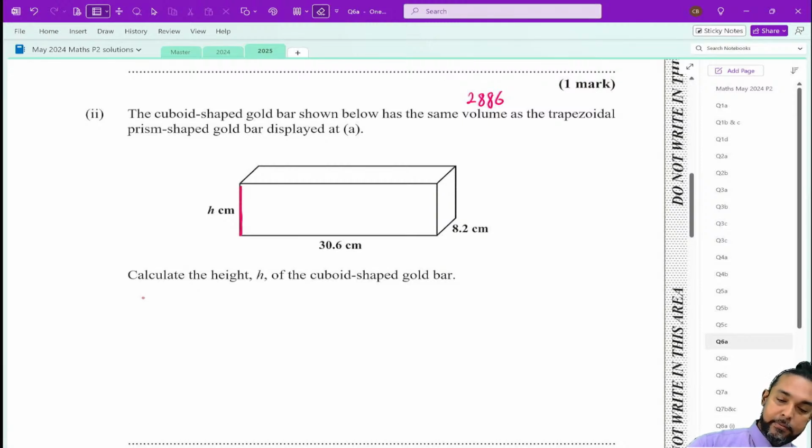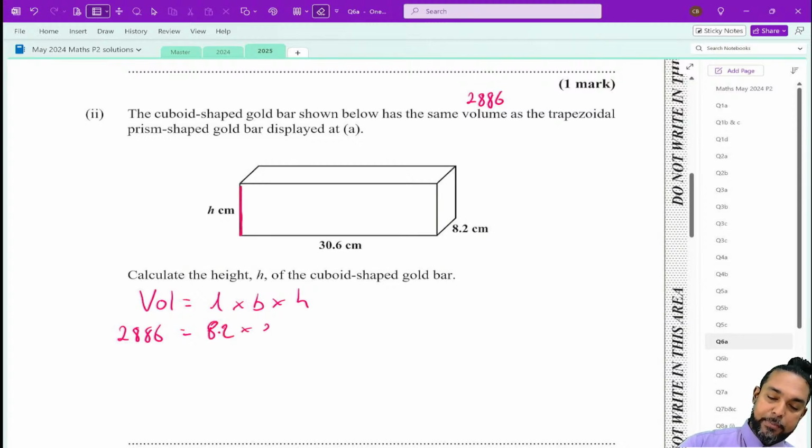Correct. So volume, like I correctly said, is length by breadth by height. The volume is 2886. The length, well, we could say 8.2. It wouldn't matter because we're multiplying. The breadth is 30.6. And we don't know what the height is. So what do we have to do to solve for height? We have to remove the stuff in front of it.